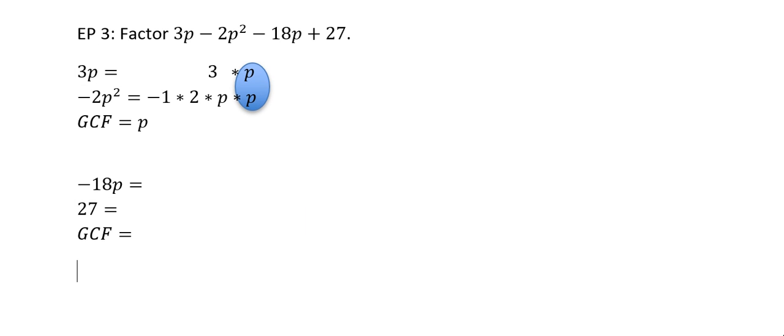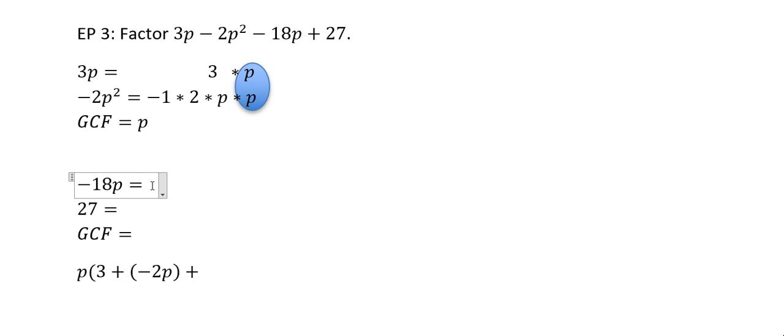So if you want to, you can come down here and start your binomial monomial pairs. So we get p times what's left. 3p just has a 3, and the other part has negative 1 times 2, so negative 2, and a p left. Okay, and then we'll come up with the second part.